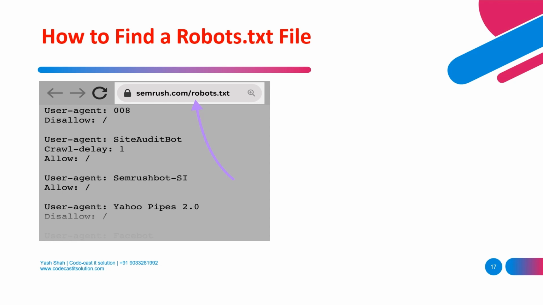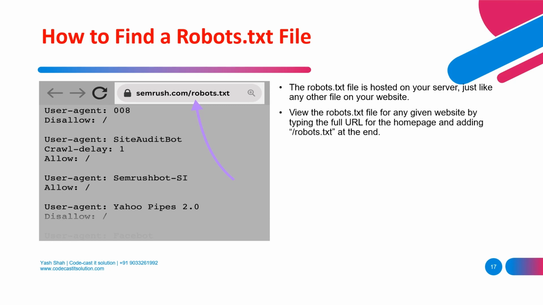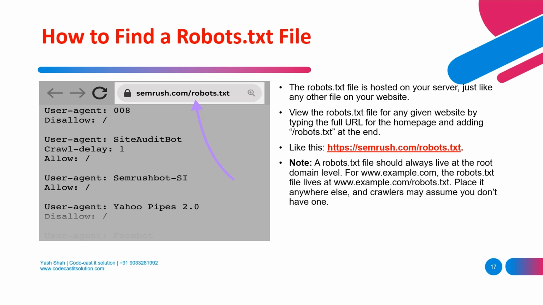The robots.txt file is hosted on your server, just like any other file on your website. View the robots.txt file for any given website by typing the full URL for the homepage and adding robots.txt at the end. A robots.txt file should always live at the root domain level. For www.example.com, the robots.txt file lives at www.example.com/robots.txt. Place it anywhere else, and crawlers may assume you don't have one.